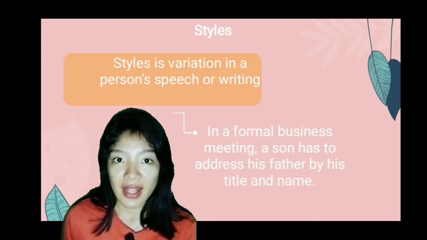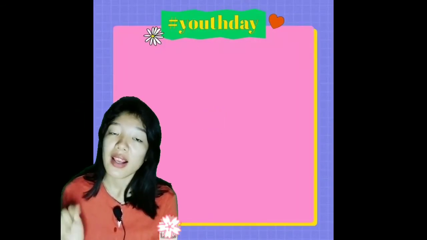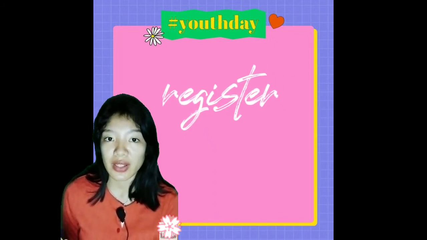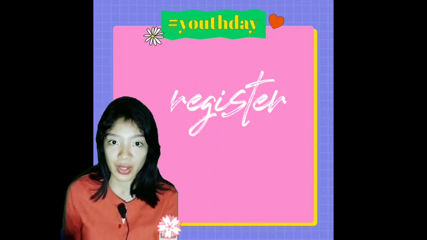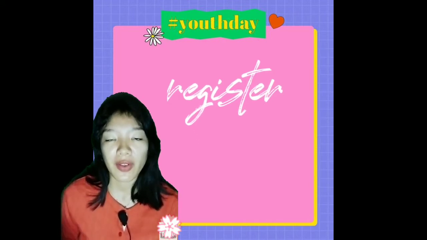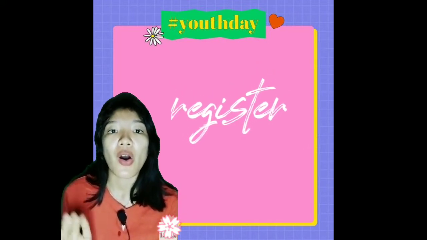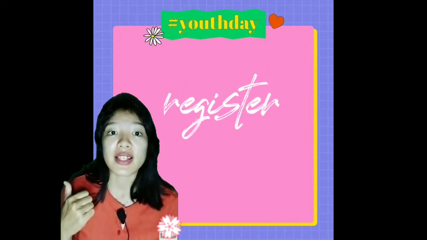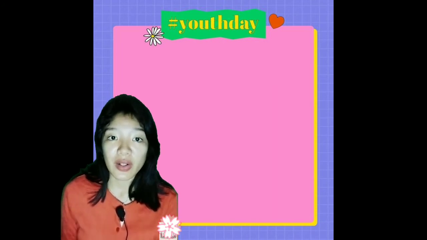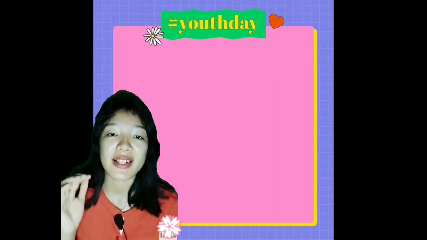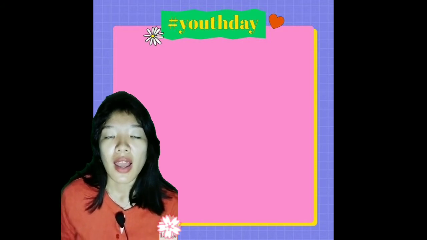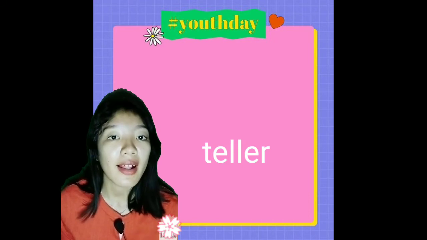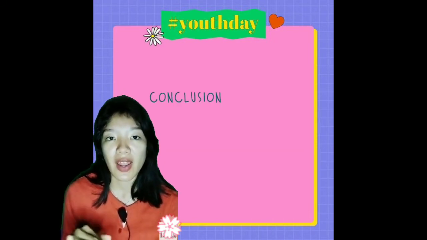The last is register. Registers can simply be described as variation of the language according to its use, while dialect is language variation based on the user. This concept is not limited to the choice of words, but also includes the choice of text structure and texture. Examples: airline pilot, bank manager, sailors, jazz fans, and so on.